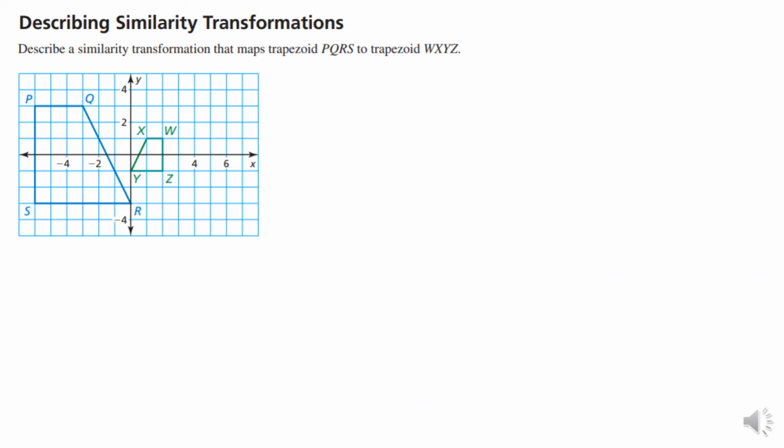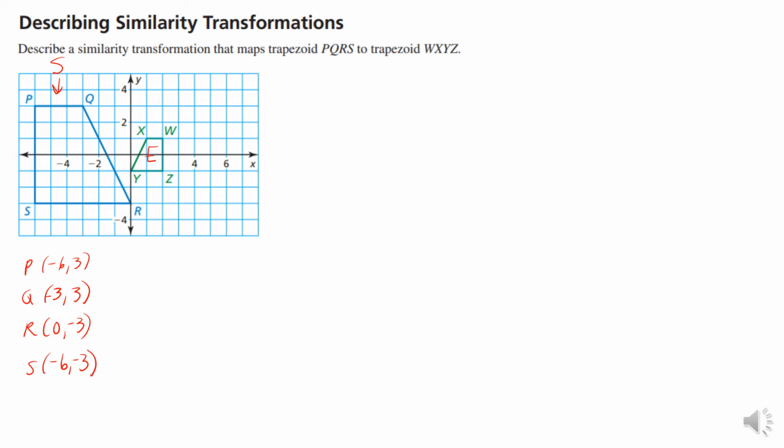Okay, so this one we're talking about describing the similarity transformations. They want you to say what happened to this to get P, this first one, which is where it's starting, ending up looking like this. So the first thing I'm going to do is I'm going to write down all my points. So P is -6, 3. Q is -3, 3, sorry. R is 0, -3. And S is -6, -3.